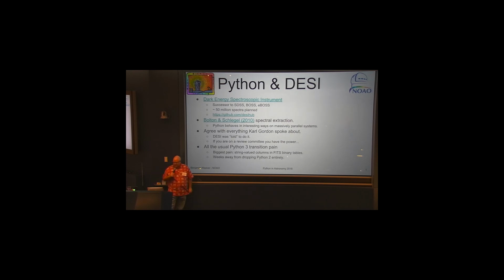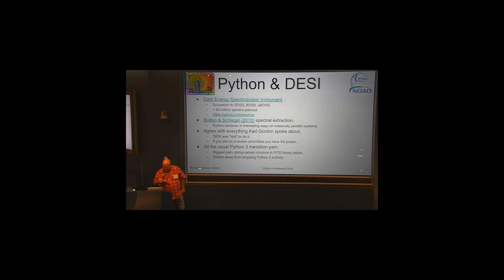Second, Carl already covered a lot of the things that working in the GitHub environment covers for you. Things like testing, documentation, and all that stuff. I mean, he covered it already. Basically, in DESI, we were told to do that by a reviewer. That turned out to be a very good thing for us. That was several years ago, and we haven't looked back. But if you are on a review committee, you have the power to tell people that they should be using open source development tools.